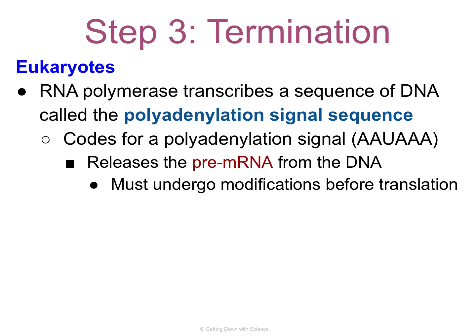In eukaryotes, though, RNA polymerase is going to create a sequence called the polyadenylation signal sequence. So the polyadenylation signal is this guy right here. I would memorize that: AAUAAA. This is going to release the pre-mRNA from the DNA, and then it has to do some modifications.